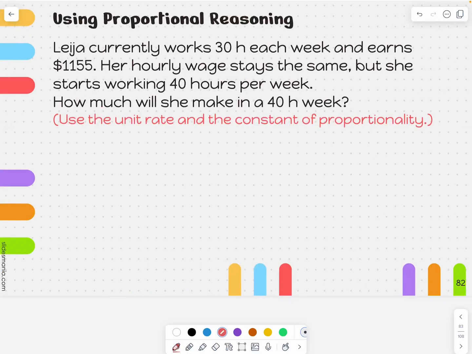Leisha currently works 30 hours each week and earns $1,155. Her hourly wage stays the same, but she starts working 40 hours per week. How much will she make in a 40-hour week? Use the unit rate and the constant of proportionality.